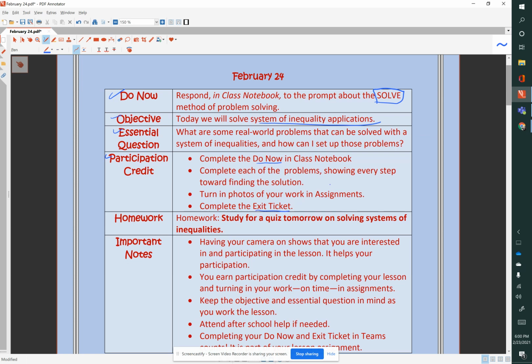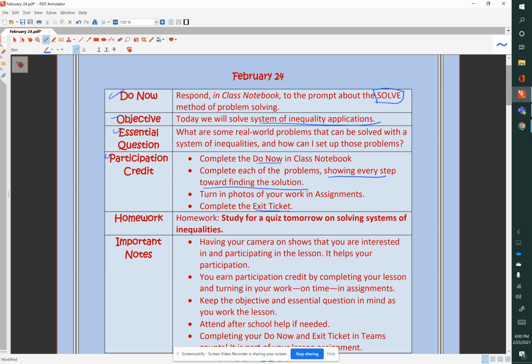Complete each of the problems. Please show me every step towards solution finding. However, I'm going to have you do the majority of your graphing in Desmos. This is not a lesson about how to calculate slope on a graph or use the y-intercept. This is a lesson about drafting and solving these inequalities. And I want you to focus on that.